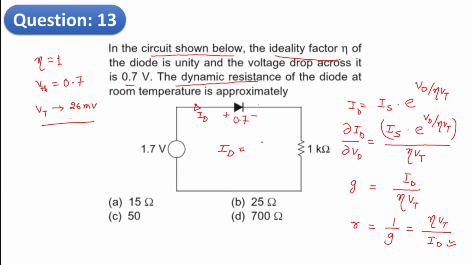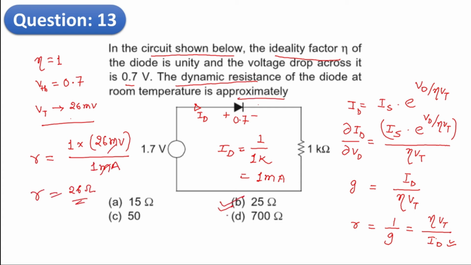So we can calculate R, that is dynamic resistance, which is eta, and eta is given, that is 1. Vt at room temperature is 26 millivolt, divided by Id, which is 1 milliampere. So this milliampere part will be cancelled out. The resistance will be voltage upon ampere, that is resistance, and it is 26 ohm. We can choose the approximate value of this resistance, that is 25 ohm. So the correct answer for this question is option number B.